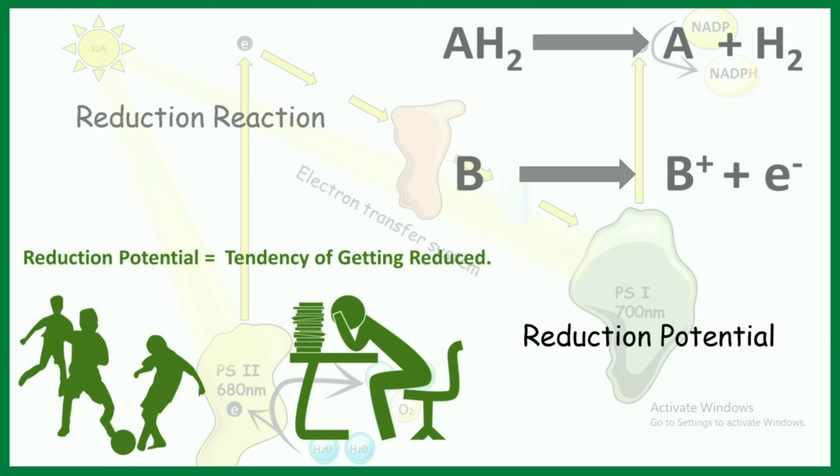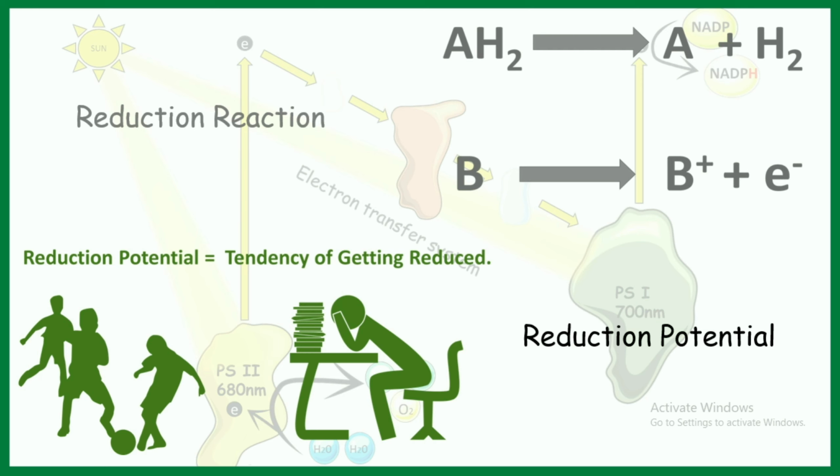So similarly, if I say that one molecule has higher reduction potential, that simply signifies that the molecule has a higher tendency of getting reduced, or it wants to get reduced readily. Right? So I hope this clears our idea of reduction potential.